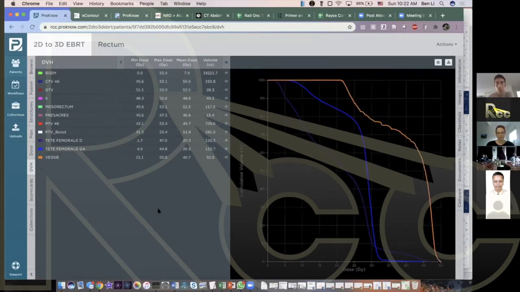But what do people expect? Are we going to have different average dose and different max doses now? Well, here we see that the bladder now is actually 32.8 cc's. The max dose is 50, and the mean dose is 40.7. And I think last time the mean dose was maybe 38 or 39.